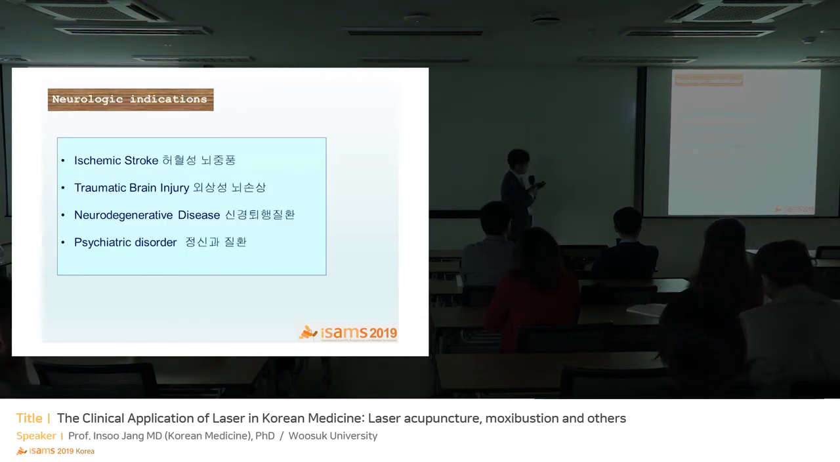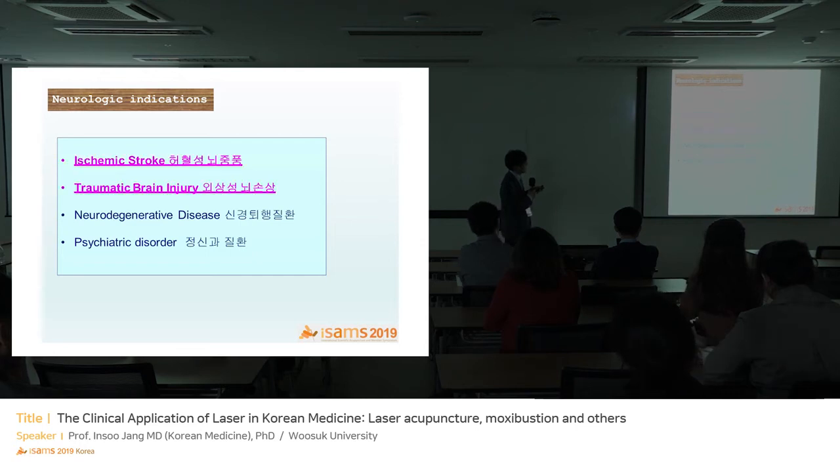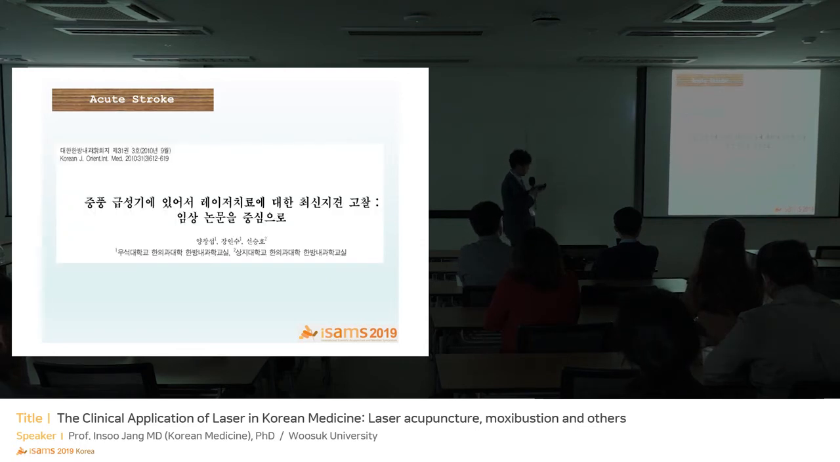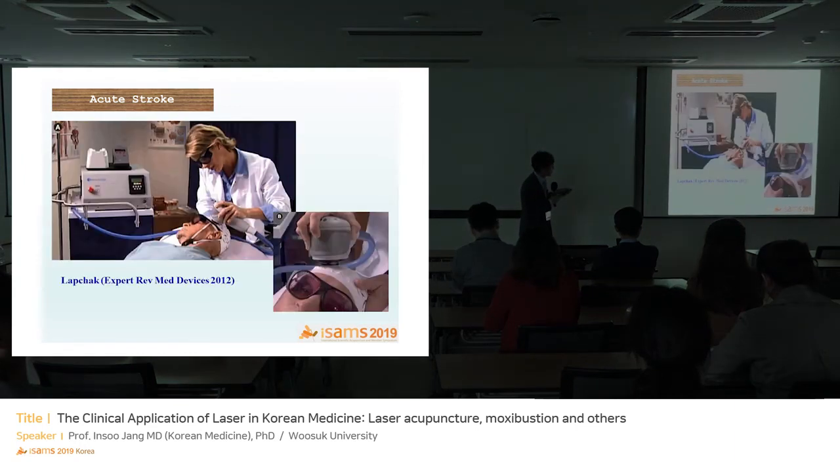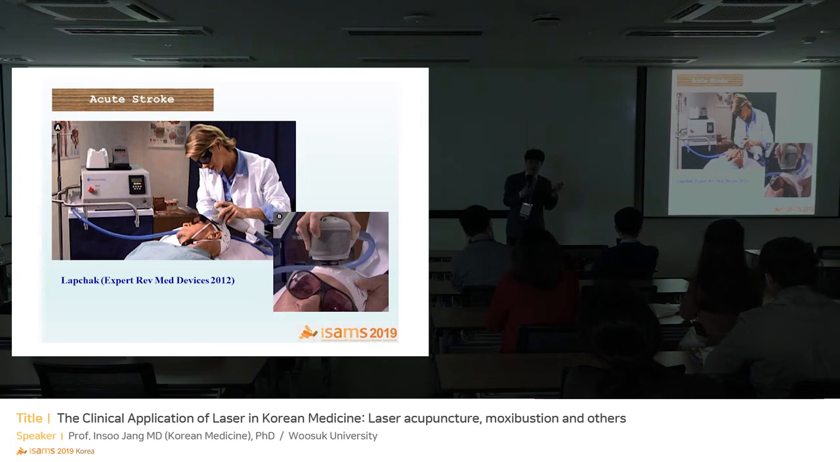And these are the neurology indications. I published a paper on early ischemic stroke. Generally, tPA is a kind of thrombolytic agent. It's regarded as the gold standard, within 3 hours from the initiation. But in some cases, because of some contraindication, we cannot use the tPA.